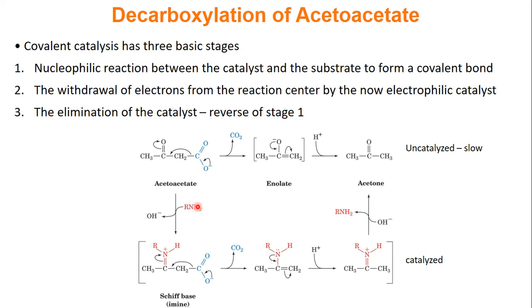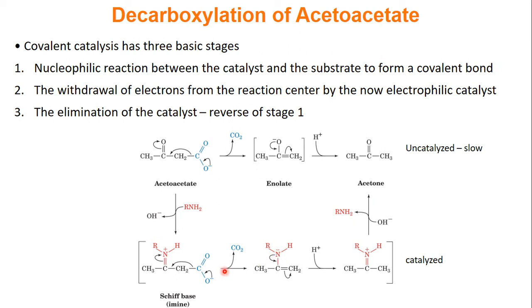And so the first thing that the enzyme does is that we have to kick off this oxygen here, and we form a covalent bond between our enzyme and the substrate, effectively forming a Schiff base. Once we have a Schiff base, then we can have decarboxylation, where we have a positive nitrogen here, so it's going to take the electrons, or the withdrawal of electrons from the reaction center by the now electrophilic catalyst. So that's what's going on here. That's what step 2 is.